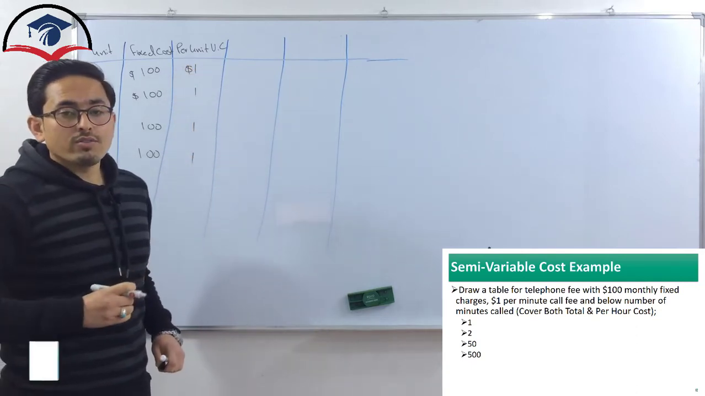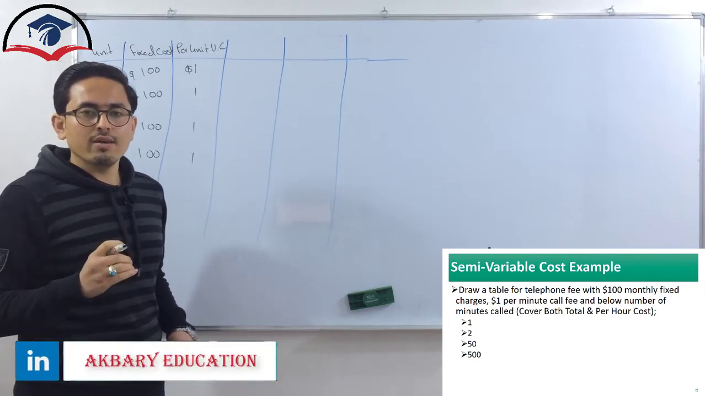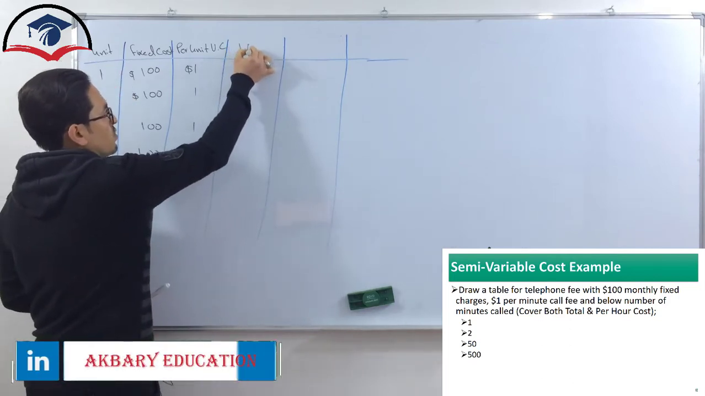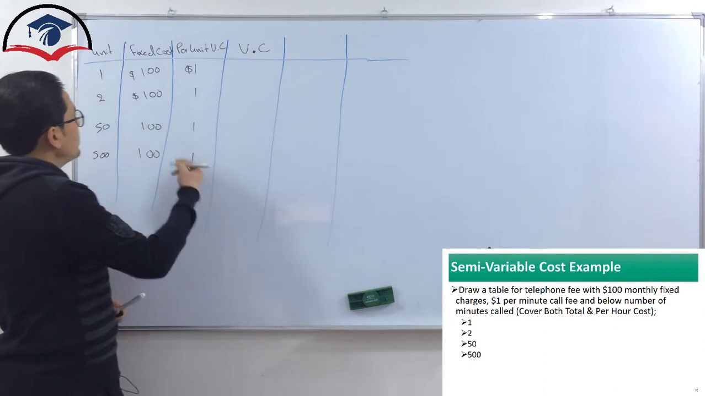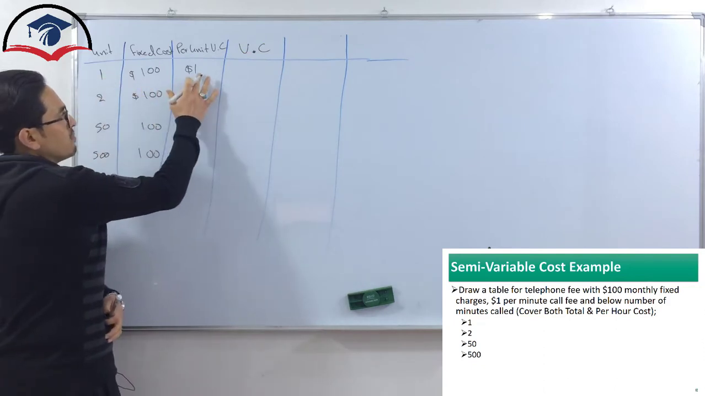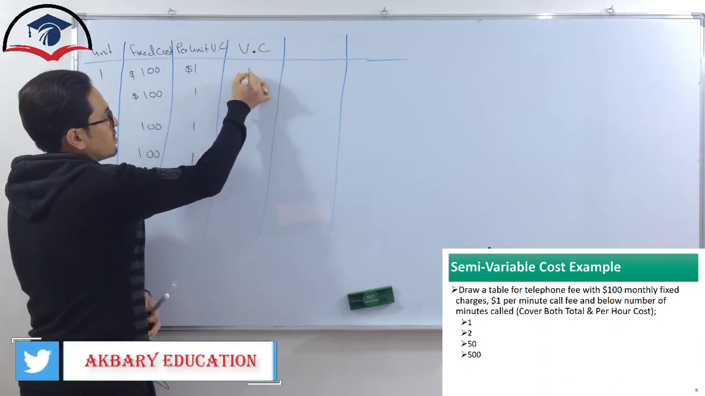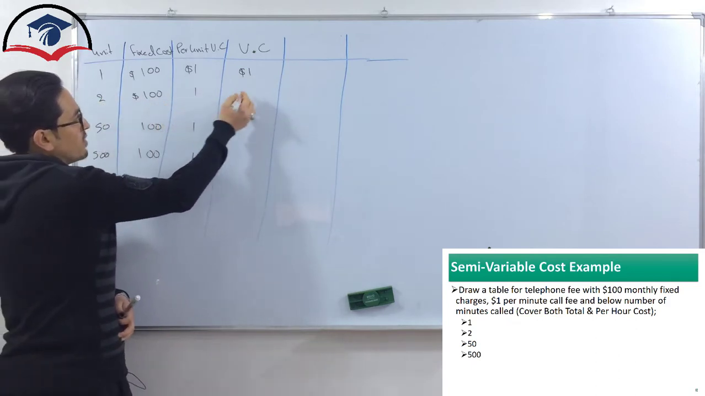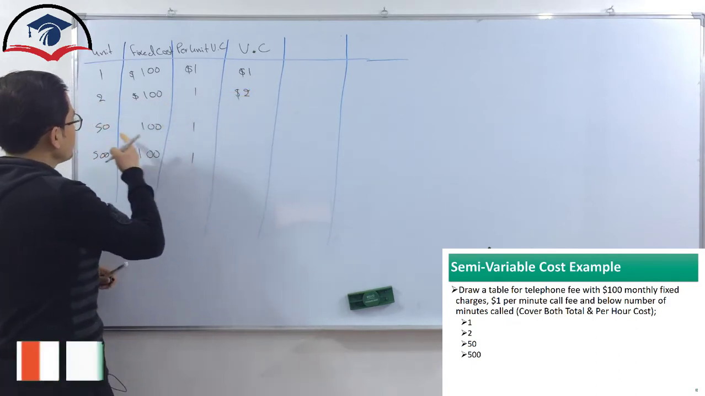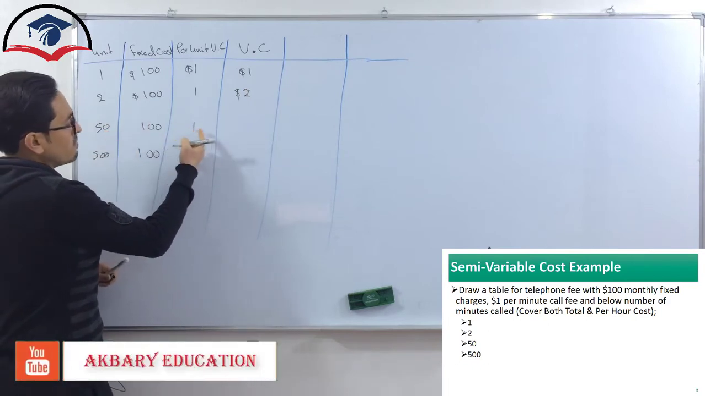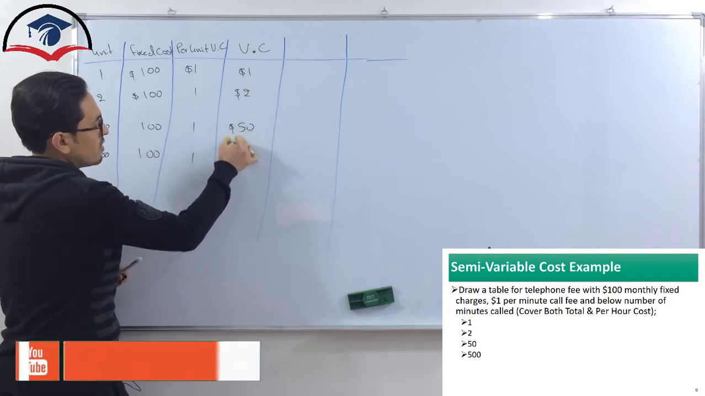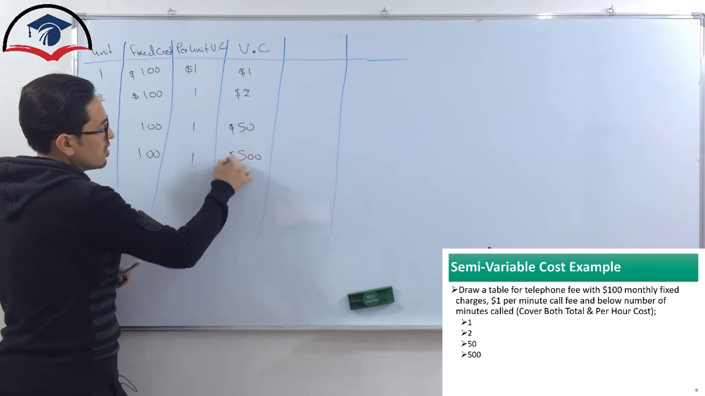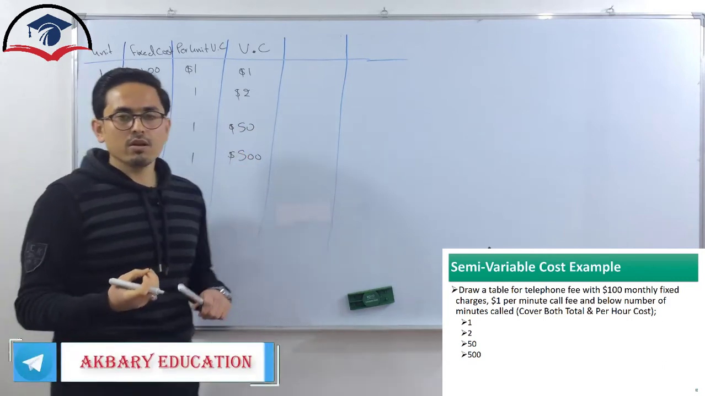And what about the total variable cost? My total variable cost will be 1 minute multiplied by $1 is equal to $1. 2 minutes multiplied by $1, $2. And 500 minutes multiplied by $1, $500 is my total variable cost.